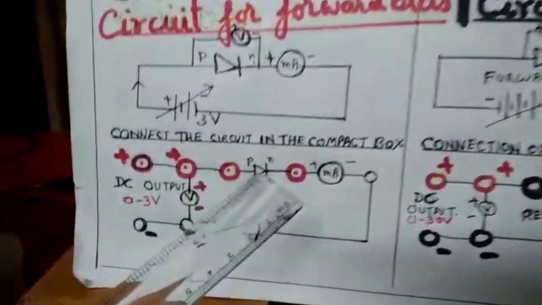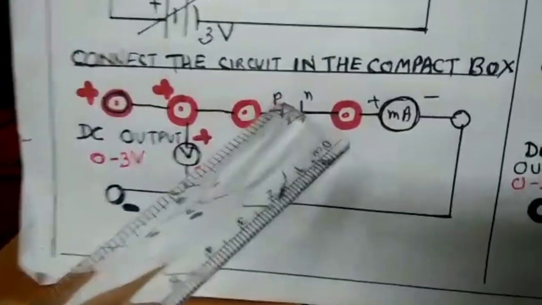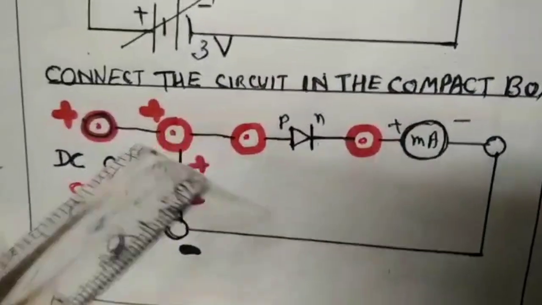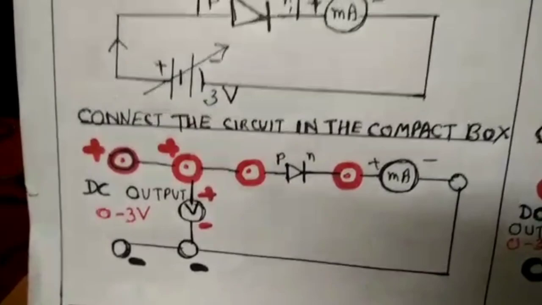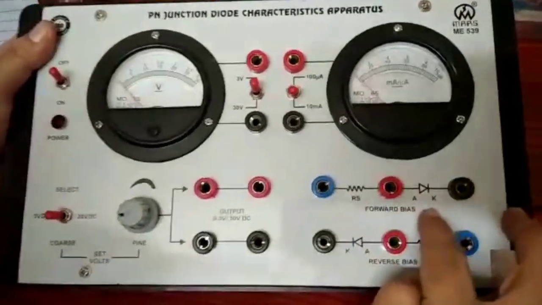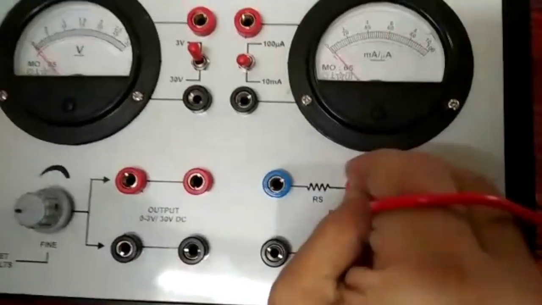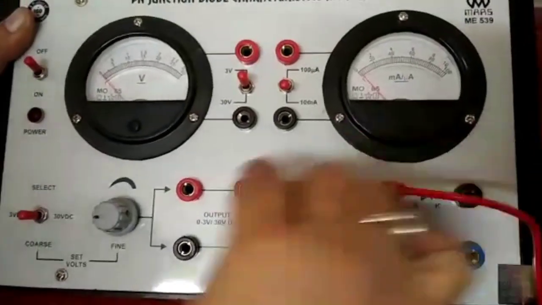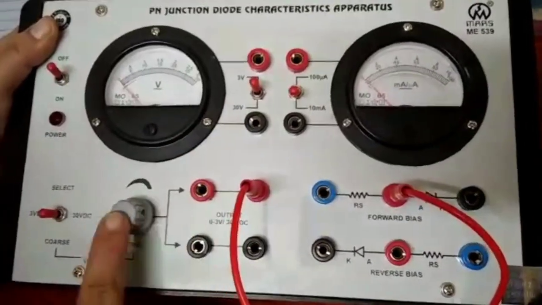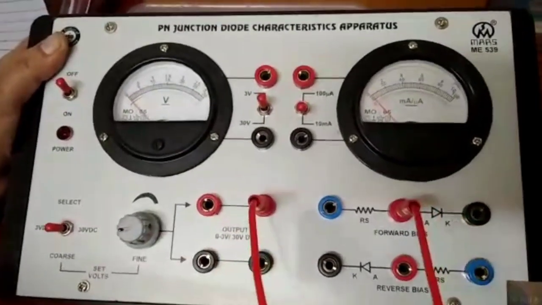First of all, just see here. This is the diode in the forward bias, and the P portion of the diode is connected to the positive terminal. Now come to the apparatus. Diode in the forward bias, the P portion is connected to the positive of the battery. This is the battery. This is the rheostat. Okay, understood?